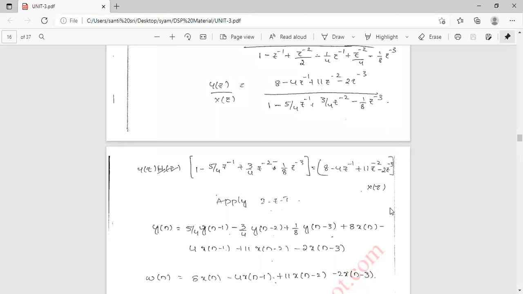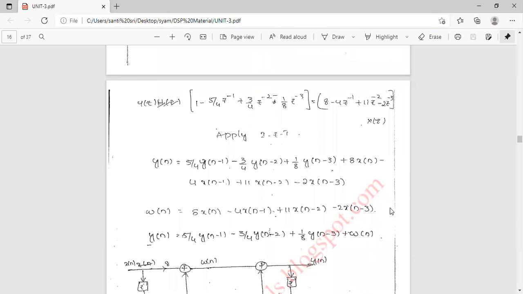Applying inverse z transform for this one, so that it will become y of n equals 5 by 4 into y of n minus 1 minus 3 by 4 into y of n minus 2 plus 1 by 8 into y of n minus 3 plus 8 into x of n minus 4 into x of n minus 1 plus 11 into x of n minus 2 minus 2 into x of n minus 3, right?